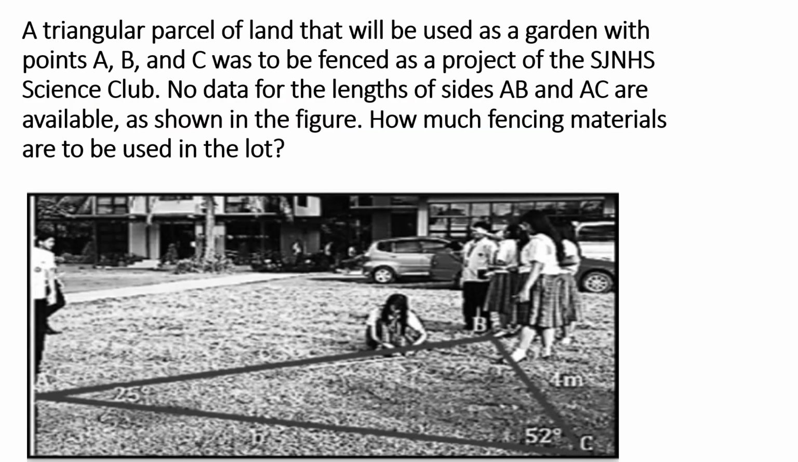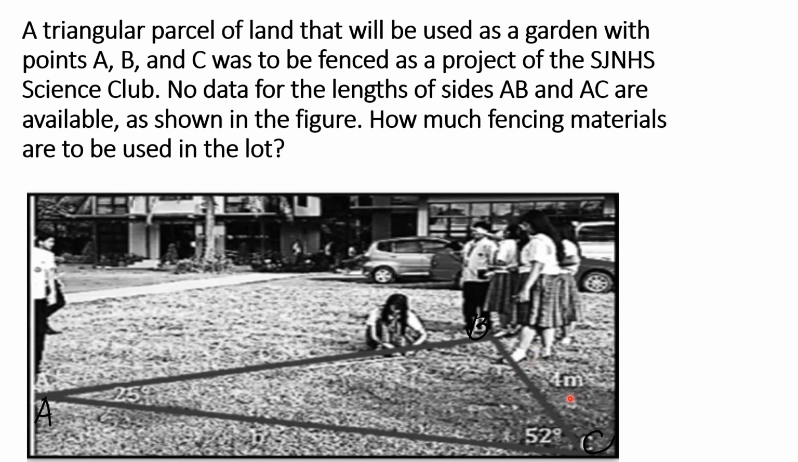First question, a triangular parcel of land that will be used as a garden with points A, B, and C was to be fenced as a project of SJNHS. Let's write first the letters. So we have here your B and C, which is visible, and this is your A. So let's locate again. This is your A, this is your B, and this is your C.